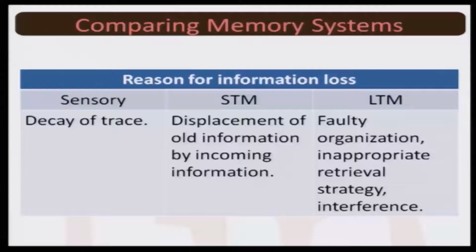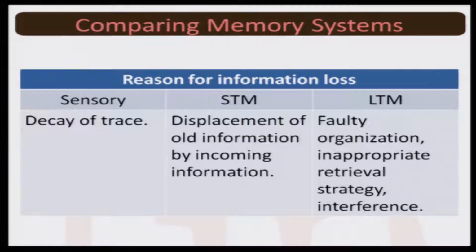In terms of inability to recall information, if you consider reasons for information loss, in sensory memory, decay of trace has been considered the important reason why information is lost. In short term memory, it is the displacement of the old information by the incoming information. But in the case of long term memory, it could be faulty organization, it could be an inappropriate retrieval strategy, or it could be interference.